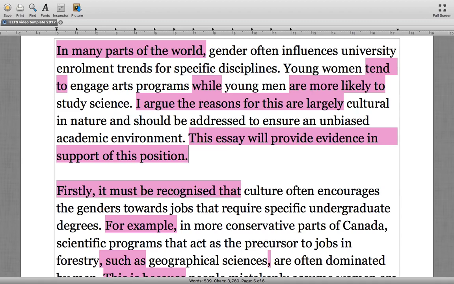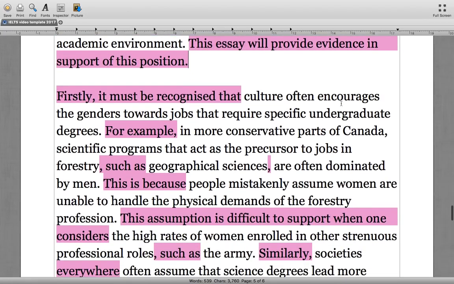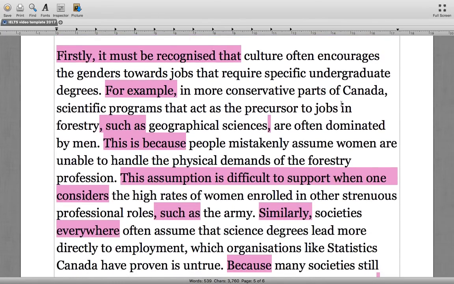And finally, the outline sentence: "This essay will provide evidence in support of this position." Now, if we move to the first supporting paragraph, we see, "Firstly, it must be recognized that..." and then the idea for this first supporting paragraph. "For example," and I go even more specific in this sentence, so let's read through it all. "For example, in more conservative parts of Canada, scientific programs that act as the precursor to jobs in forestry, such as geographical sciences, are often dominated by men."